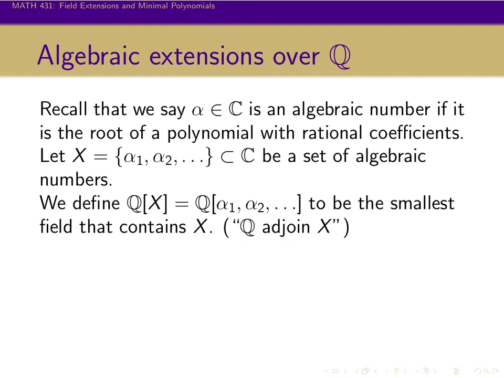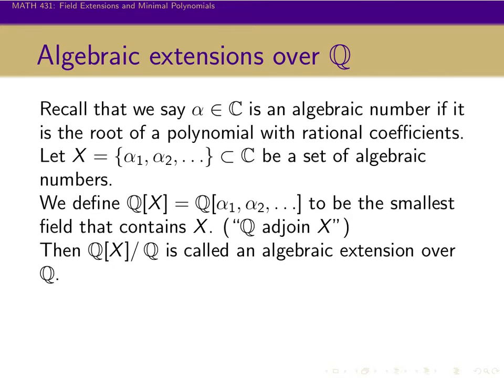And then we want to toss in these other elements, alpha 1, alpha 2, etc. These are all inside of C. So C is a field that contains all of them. So we know that some field contains all of them. And so then we can ask, well, okay, what is the smallest field that contains all of them?